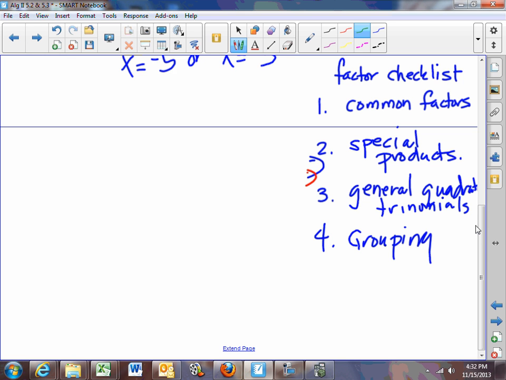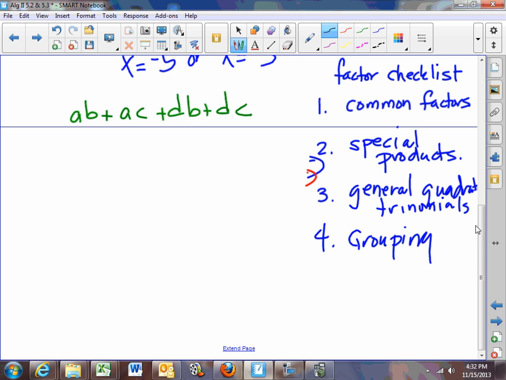Let's take a couple of examples of grouping, but grouping just requires some actual time spent with it. So let's take a look. AB plus AC plus DB plus DC. And if you were told to factor this, you look at this, common factors? No. Special products? No. General quadratic trinomial? No. Okay, so boom, we're down in grouping. Well, let's try grouping this.